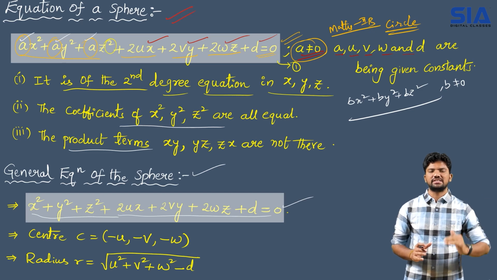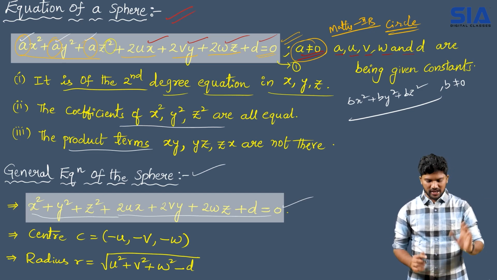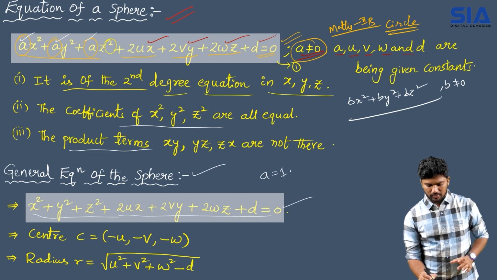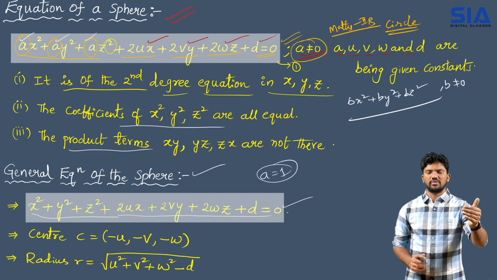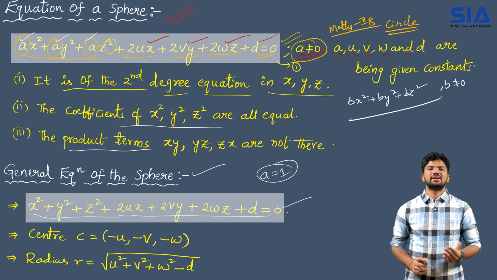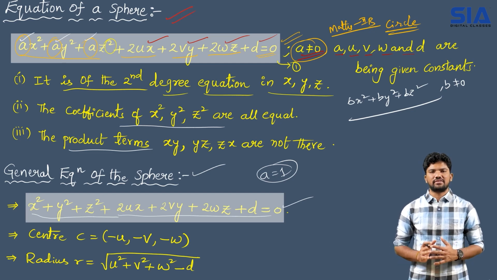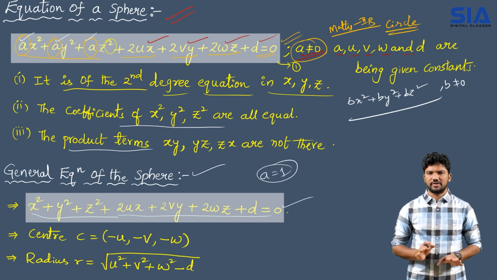In standard form versus general form, the difference is that we are taking small a is equal to 1. In standard form, if you substitute small a is equal to 1, then you will get the general equation of the sphere. That is the difference between them.